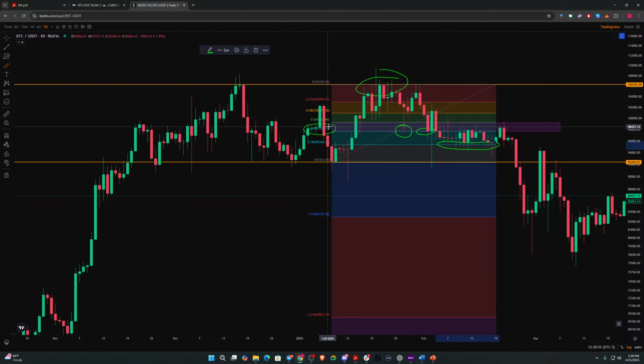But look what happened here. The 618 now is actually acting as resistance. It can't break back above it. So it's a very significant level, both for the buyers and sellers. And so now, if it's acting as resistance, we break to the downside, and now we're continuing lower.